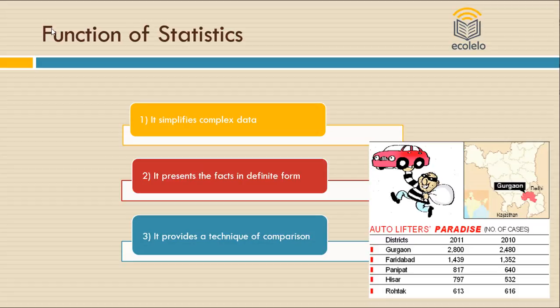Then third, it provides a technique of comparison. For example, in this case, we can see that in 2011, Gurgaon has this many auto-lifting theft cases, and in 2010 the number was this. So the number has significantly increased. Similarly in Panipat, and then Faridabad, Hisar, Rohtak, etc. So statistics provides a technique of comparison as well.